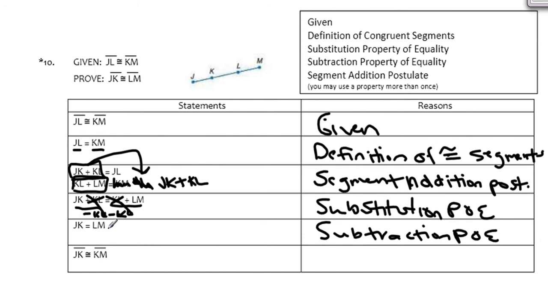And then finally, from this line to this line, JK equals LM. We put a segment bar over JK, change the equal sign to a congruent sign, and we change the LM so that it has a segment bar. Oh, this should say LM. So this equal sign turning into a congruent sign is the definition of congruent segments. That says that segments whose measures are equal are also congruent.